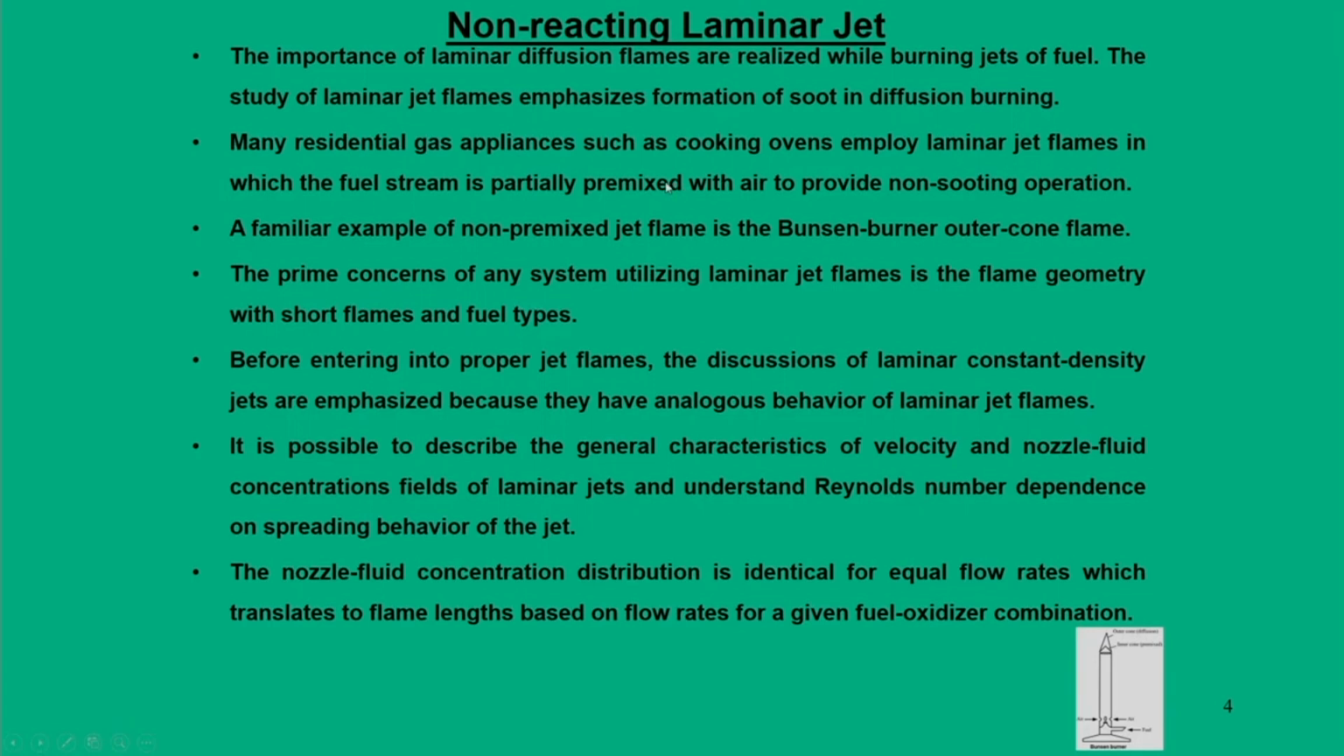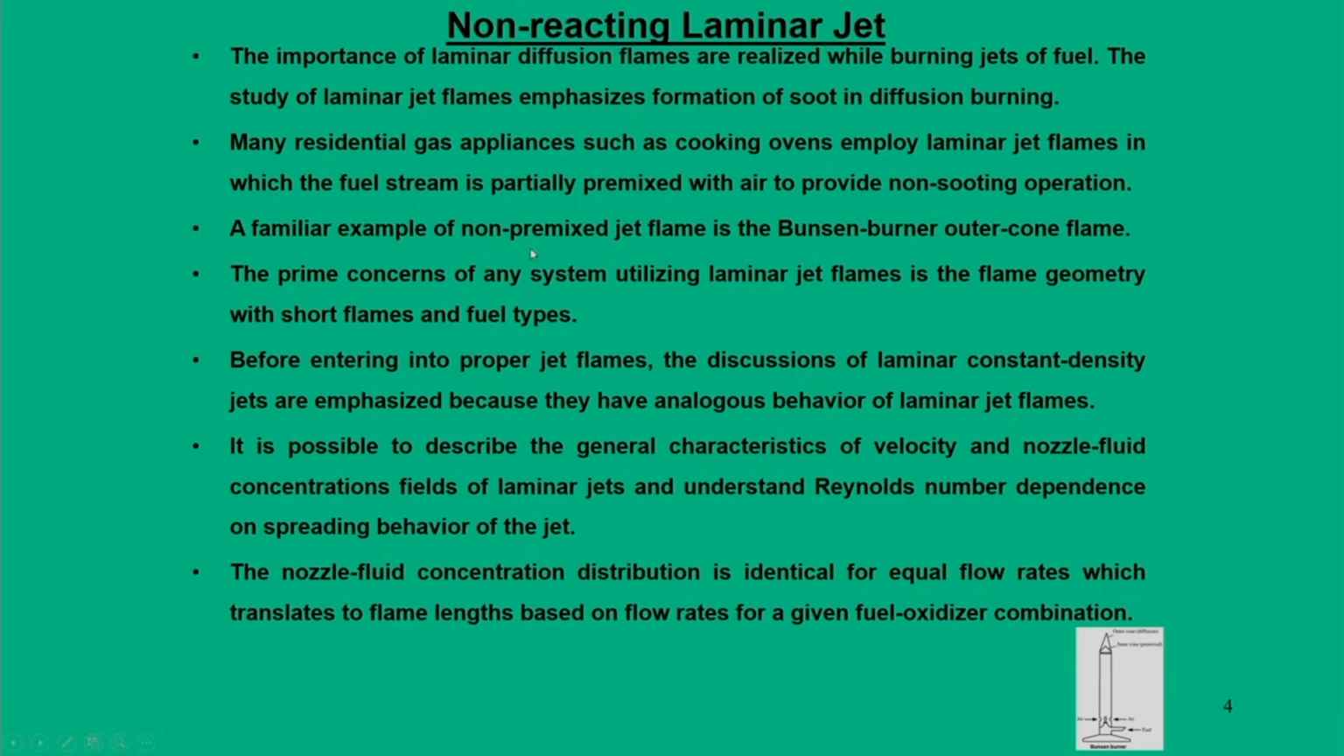First, we need to emphasize that laminar diffusion flames are very important and find many applications. One application I said was in the diesel engine; in some gas applications, such as cooking stoves, we also use partially premixed air to provide non-sooting operation. Here, one more important point is that we intentionally provide a partially premixed mixture with the air just to provide non-sooting operation, that means soot does not form. That means mixing has taken place earlier, and when the fuel sees the oxidizer, combustion happens without any unburned products. As I mentioned, the familiar example of a non-premixed jet flame is the Bunsen burner outer cone flame.